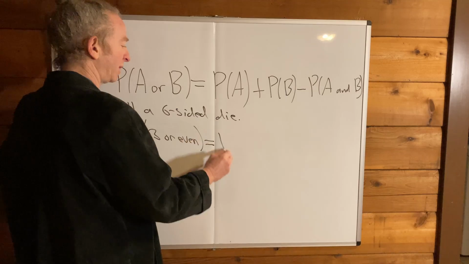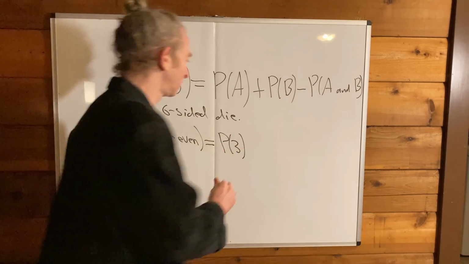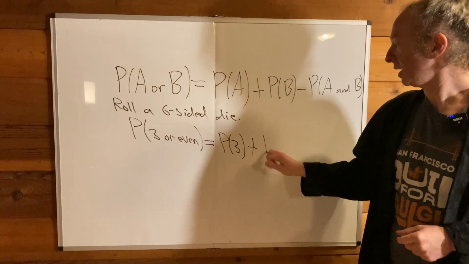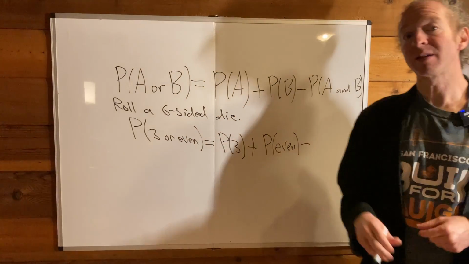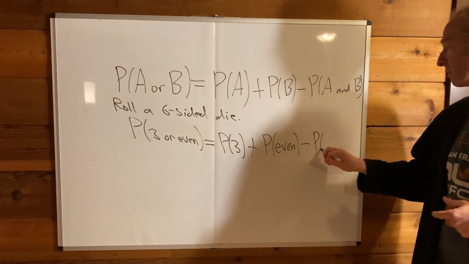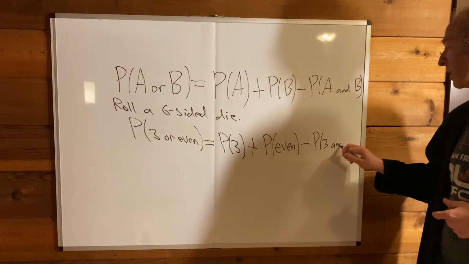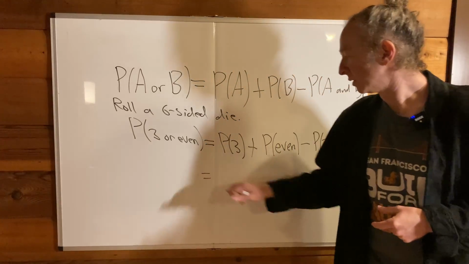So this is going to be the probability of rolling a 3 plus the probability of an even number minus the probability of rolling a 3 and an even number. And we're only rolling a single die. So let's go through it.